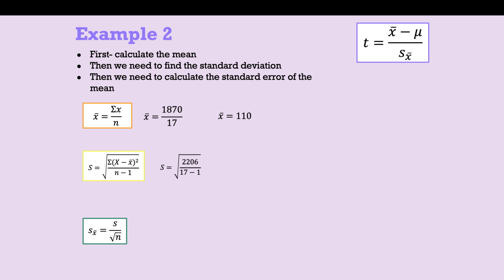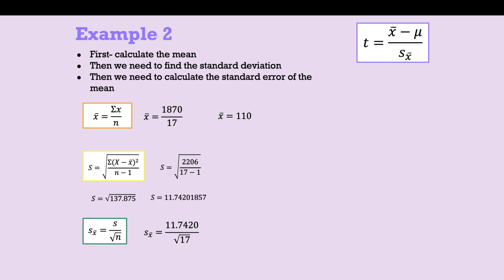So we would take the sum of all of these individual scores minus the mean, squared, divided by n minus 1, which is going to be 2,206, divided by n minus 1, 17 minus 1, and take the square root of that. So the square root of 137.875 equals 11.74201857.